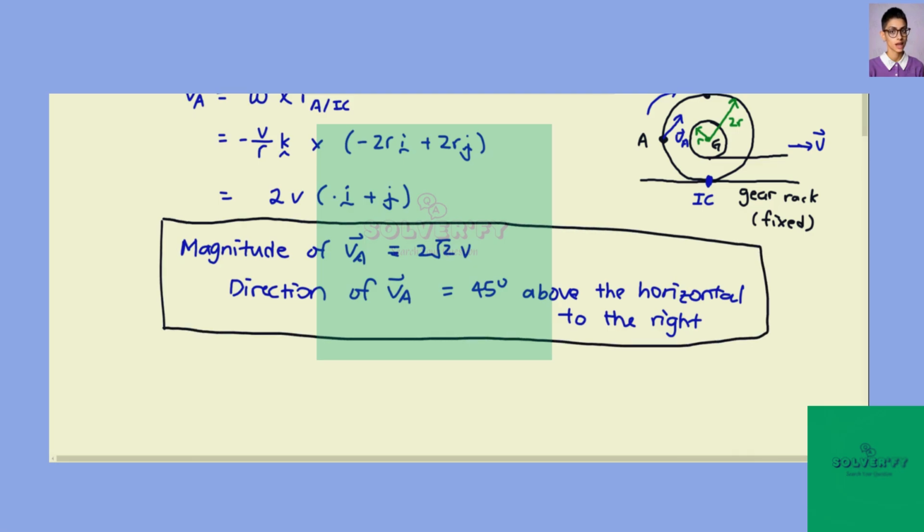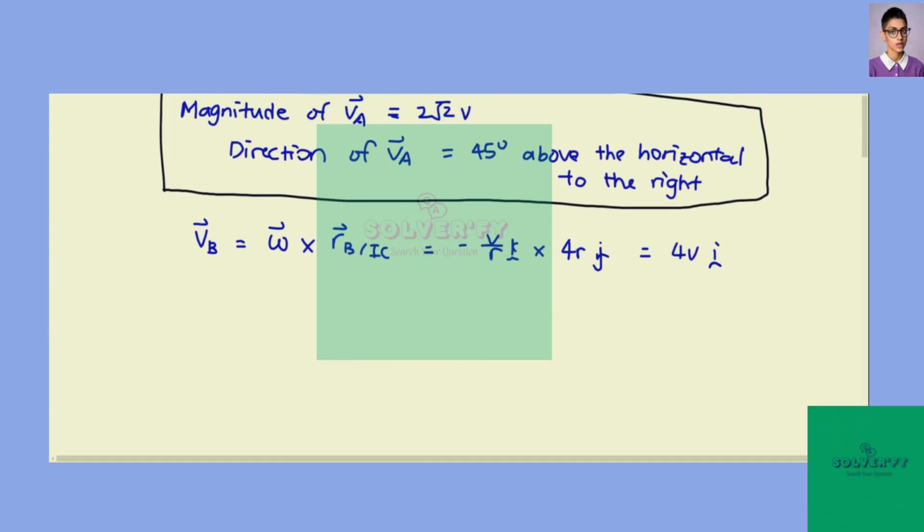And then we have VB. VB will just be omega cross RB relative to IC. Okay, so this is equal to minus V over R k cross 4R in the j direction. So this gives 4V in the i direction. So VB is equal to 4V, and the direction is to the right. Okay, so this is the answer for VB.